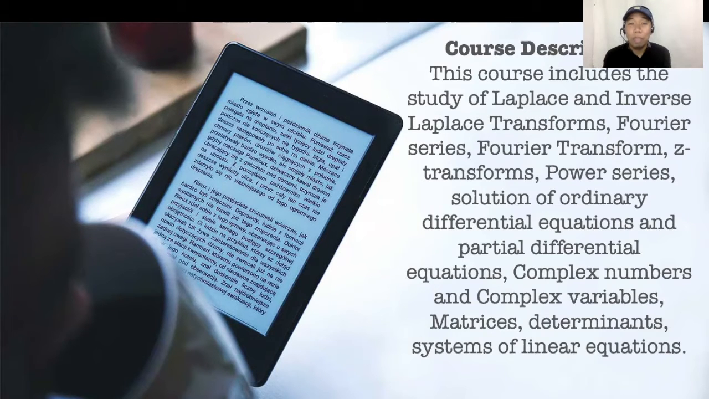So what are the topics that you will be learning in this course? Advanced engineering mathematics involves the study of Laplace and inverse Laplace transforms, Fourier series expansion, Z transforms, power series, and new techniques in solving ordinary differential equations and partial differential equations. Our first topic will be complex numbers and complex variables, and you will be learning about, in the later part, matrices, determinants, and systems of linear equations.